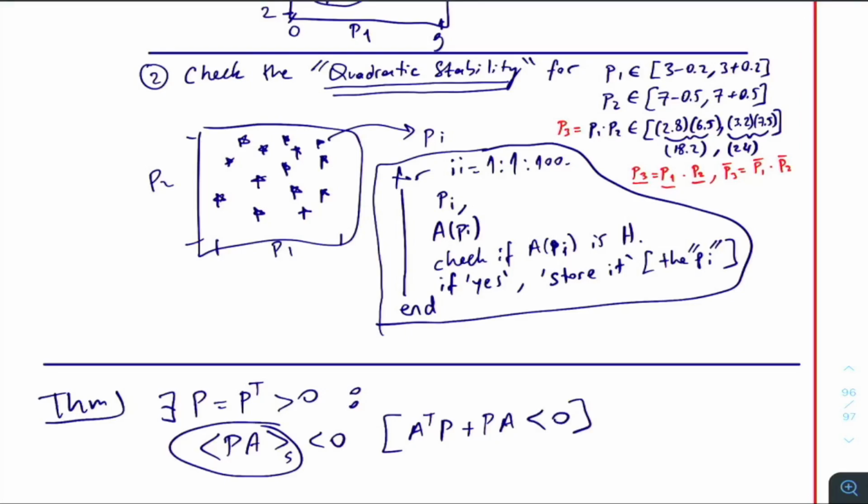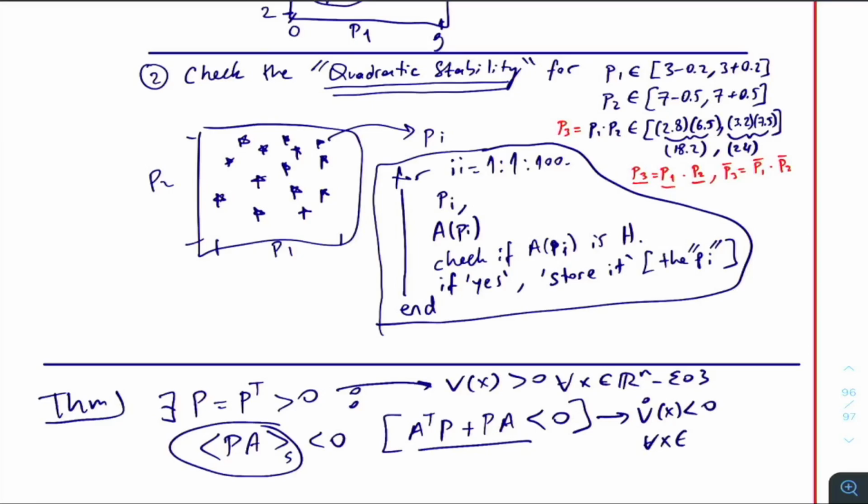And this condition is basically like V of x being positive, but in this case for all x in R^n excluding the equilibrium point. And this condition is basically like V dot of x being negative, again for the same domain, R^n excluding 0. This is the stability for LTI.